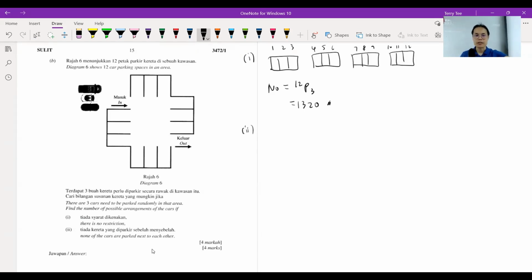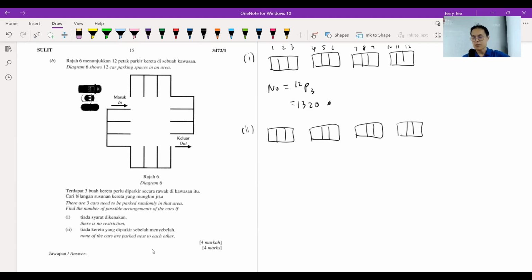Second one, tiada kereta yang diparkir sebelah menyebelah. Okay, this one is a bit harder because when we say no cars parked next to each other, it's a little bit hard to consider all like this. You see, if I say no car parked next to each other, right? Some people may say, okay, I put one here. Well, then I need to consider put here. I have to consider put here. Yeah, this one I can put, right? It's still not next to each other. Then I can, there's so many ways, right?